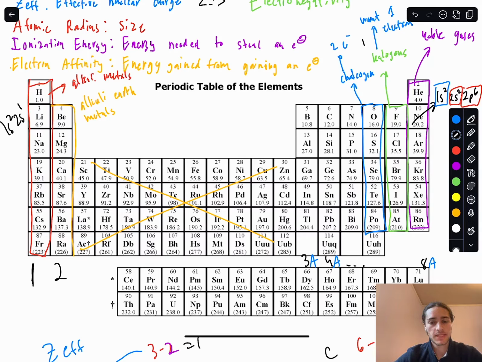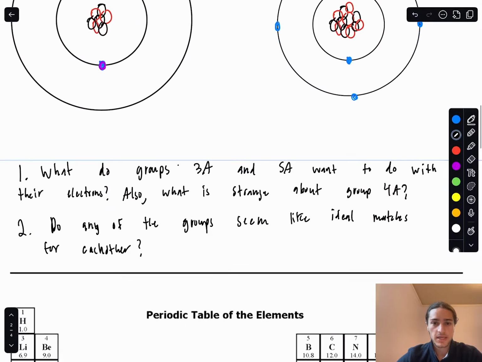All right, that wraps up about everything I want to talk about with the periodic table today. Segueing into the next topic, which is going to be intermolecular bonding and polarity, I'm going to leave you with two questions to think about and maybe answer for yourself that I'll go over in that next video. I've written them out here, and the first one is, what do groups 3A and 5A want to do with their electrons? Also, what is strange about group 4A? And then finally, do any of the groups seem like ideal matches for each other?